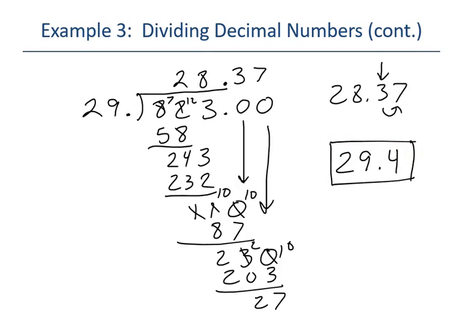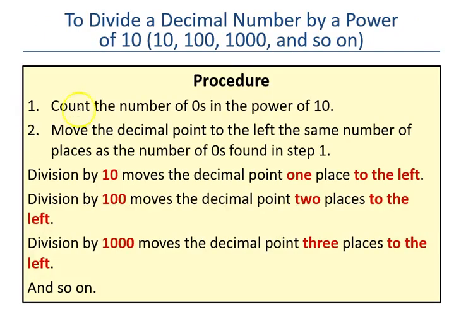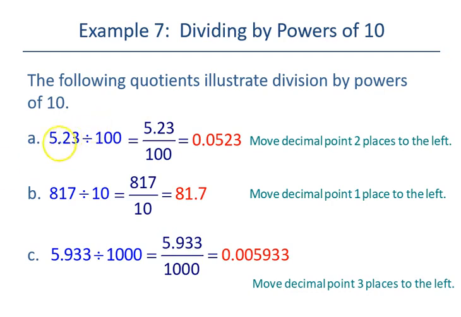Okay, let's do some more. Dividing a decimal by a power of 10: 10, 100, 1000, and so on. Count the number of zeros in the power of 10. Move the decimal point. Before it was to the right, now it's going to be to the left. So when we multiply, we move to the right. When we divide, we move to the left. Division by 10 moves the decimal place 1. For 100, it's 2. For 1000, it's 3. So let's look at an example here.